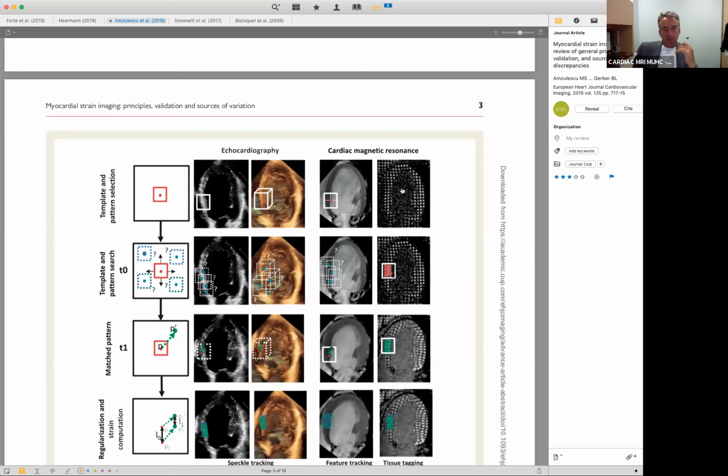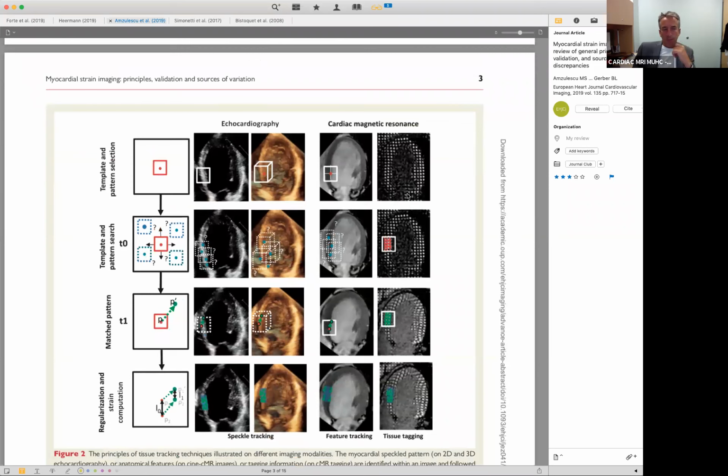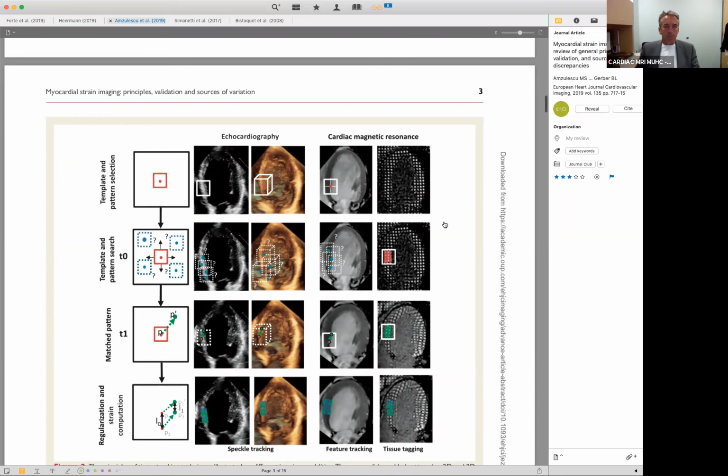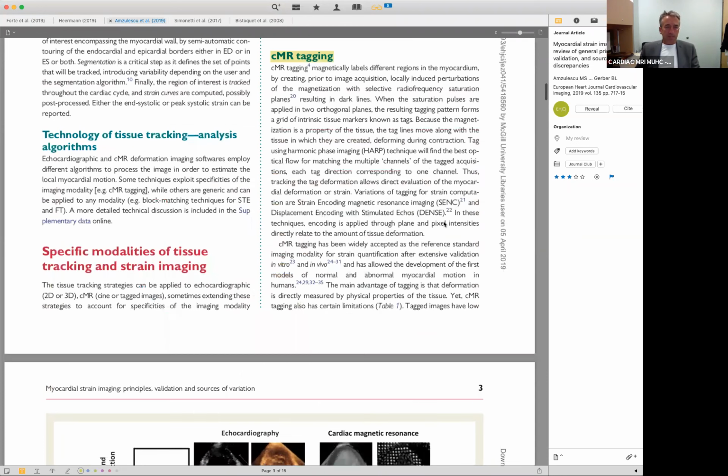HARP, the method that has been used to evaluate these, has also been shown to be pretty variable and time consuming, so that it has stayed mainly a tool for research and not so much for clinical application. So that's the tagging, and it feels like tagging is a little bit on its way out. So the other method that we have is speckle tracking.